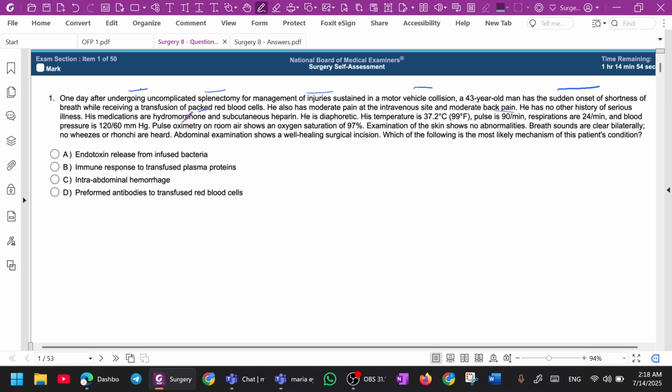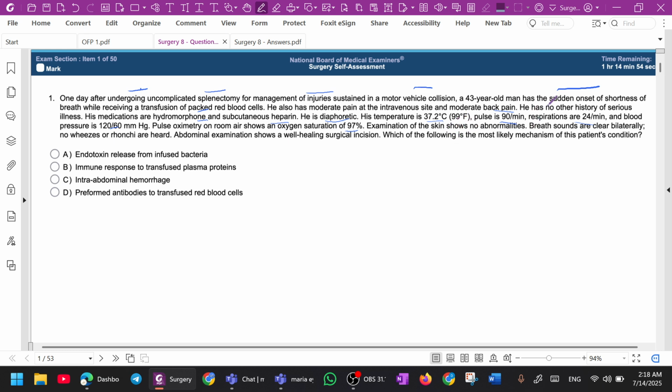His medications are hydromorphone, subcutaneous heparin. He is diaphoretic. Temperature is 37.2. Pulse 90 per minute. Respiration 24 per minute. Blood pressure 120 by 60. Pulse oximetry on room air shows an oxygen saturation of 97%.